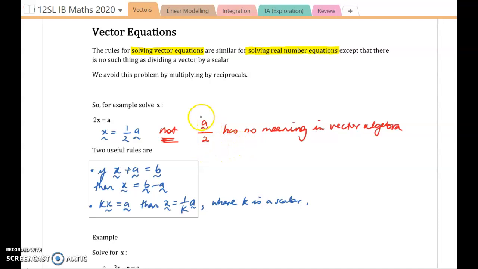In my head, I think of it as if I were to divide a vector by 2, I would not only be dividing its length by 2, but also its angle or direction, which doesn't make sense. You can't divide a direction by 2. So we write it as a half of a instead of a on 2. So to solve 2x equals a for x, we just divide both sides by 2 and we get this. So like any other algebraic equation.